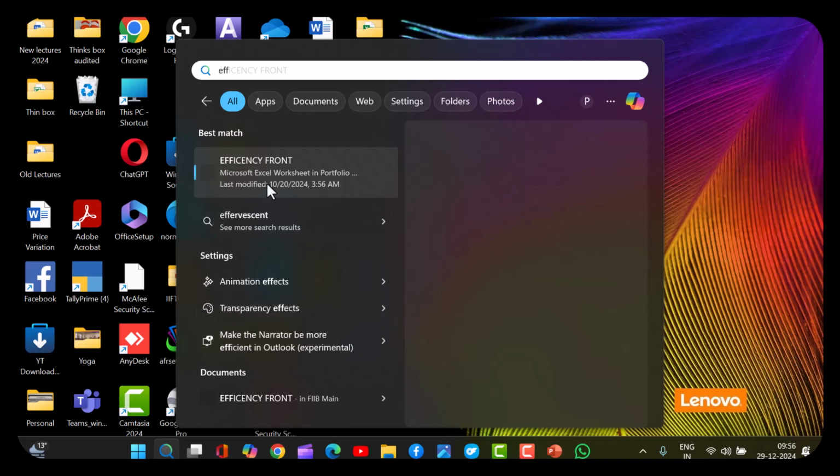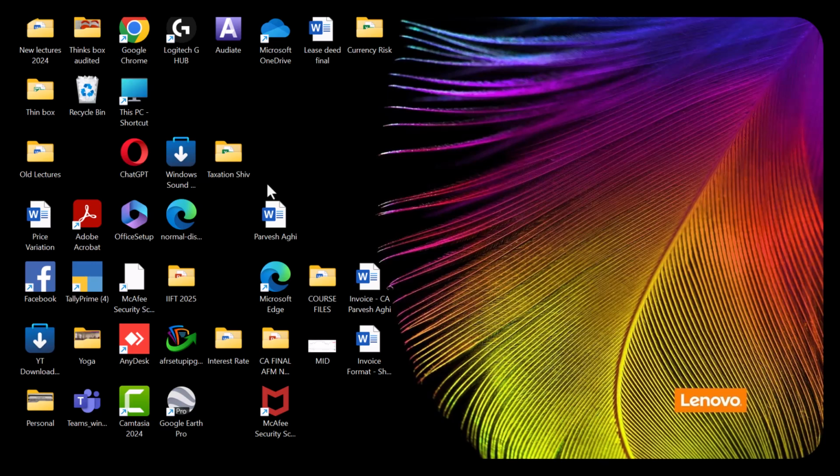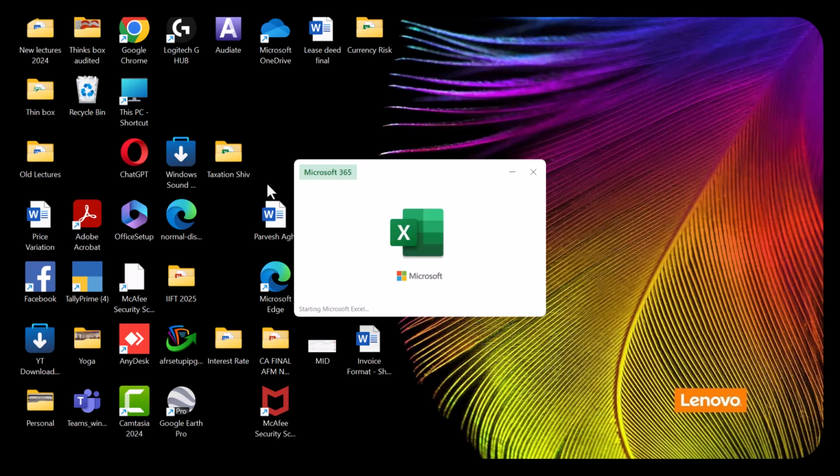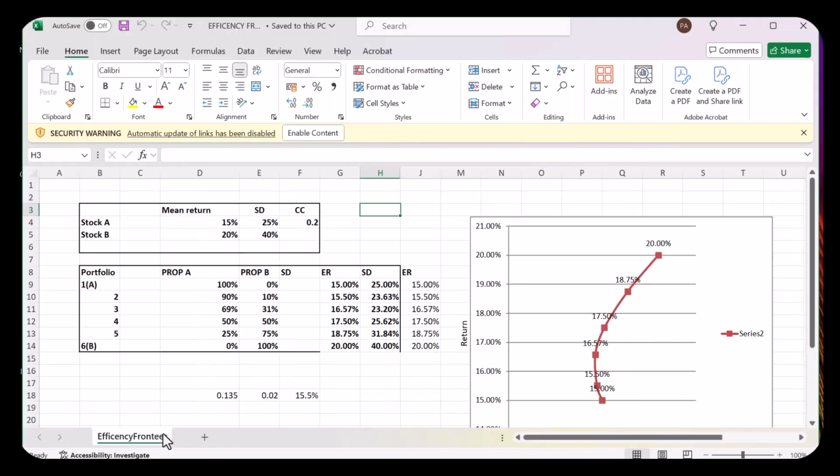So it's called the efficient frontier. Okay. So this was basically a theory given by the Nobel laureates like Harry Markowitz and William Sharpe. I'm going to spend only 5 minutes, not more than that, because that's another topic.